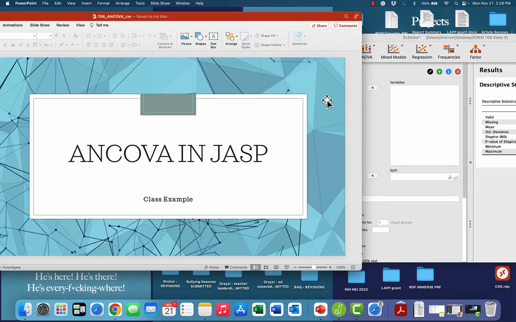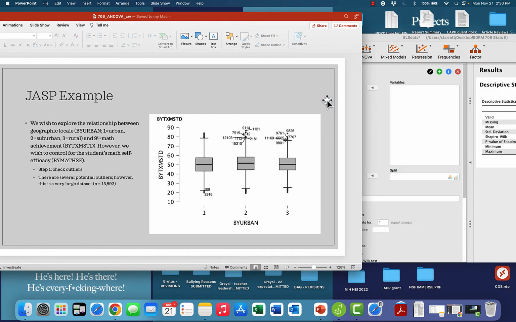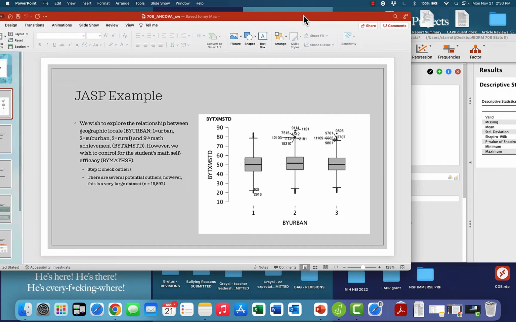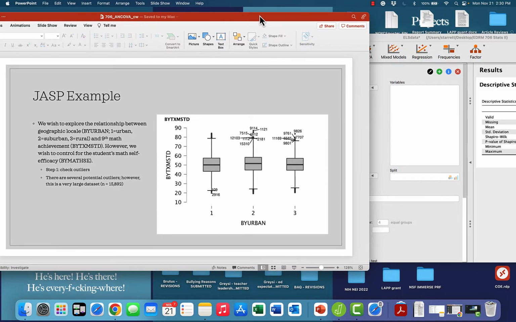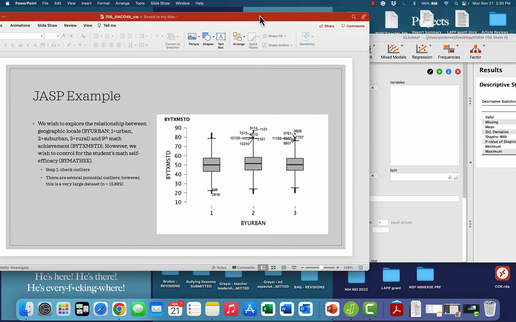Okay, we're going to use the ELS data CSV file in JASP as we work through this example. So let's do an example of an ANCOVA. We wish to explore the relationship between geographic locale, which is our variable base year urban, where 1 equals urban, 2 equals suburban, and 3 equals rural, and 9th grade math achievement, which is the base year TXM STD. However, we wish to control for the student's math self-efficacy, which is base year math SE.